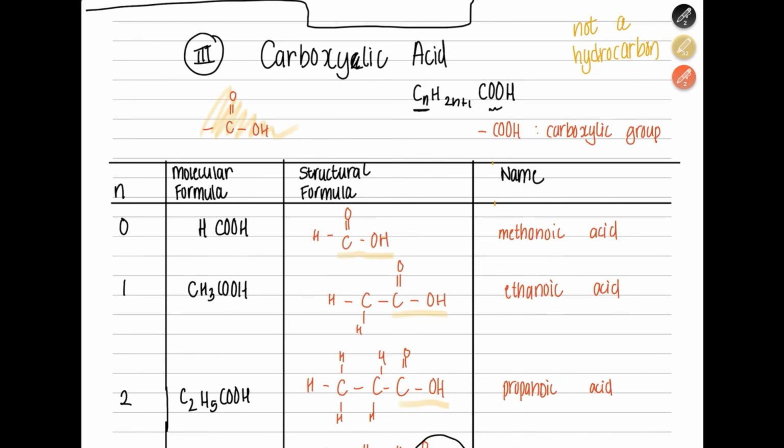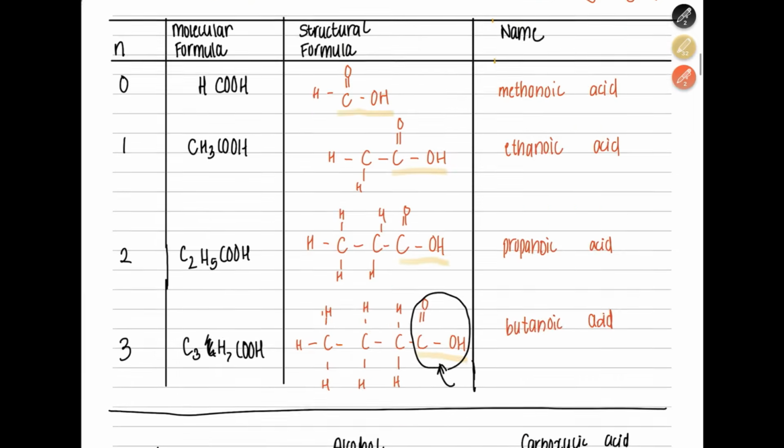Now we have another category of organic compound. This is carboxylic acid. Again, it's not a hydrocarbon because you have oxygens here. The general formula is CnH2n+1COOH. This is called the carboxylic group, and this is what it looks like: C double bond O and then OH.